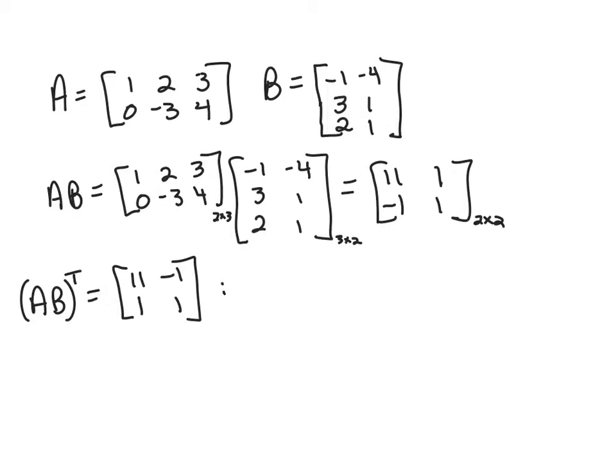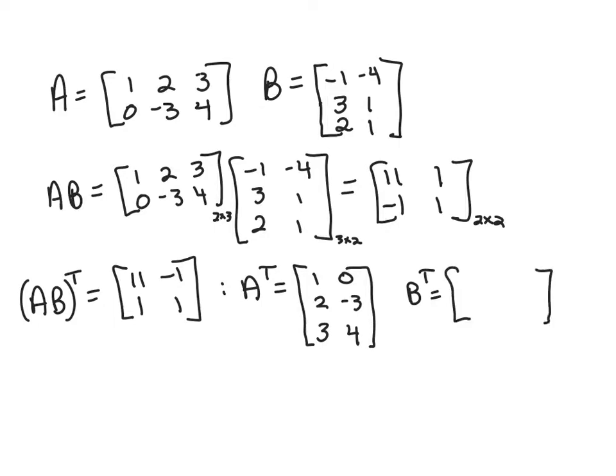Okay, now A transpose, we're checking here, is going to be 1, 2, 3, 0, -3, 4, because the rows became columns and the columns became rows. B transpose is now going to be 2 rows and 3 columns, and the rows -1, -4 became a column. Row 2 is column 2, row 3 is column 3.